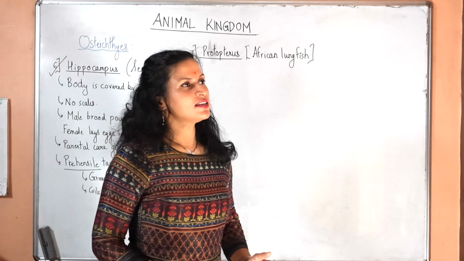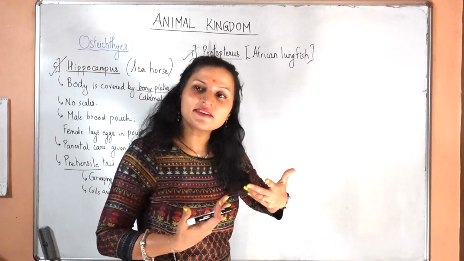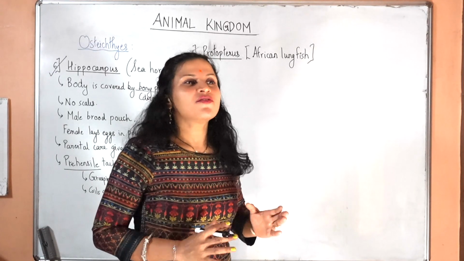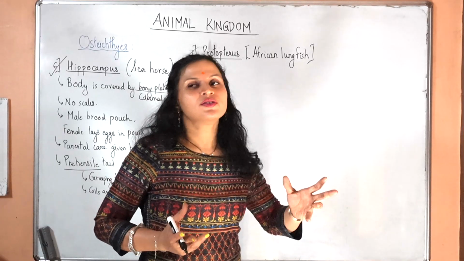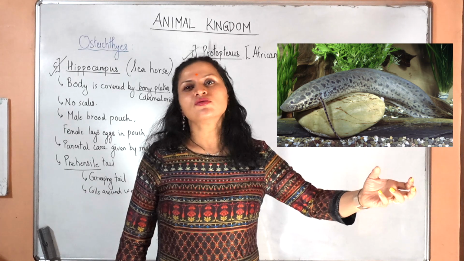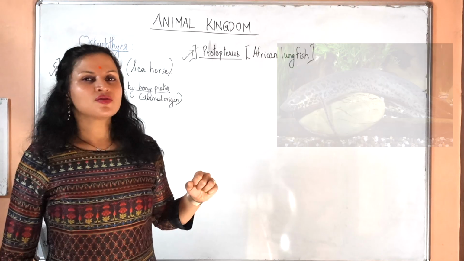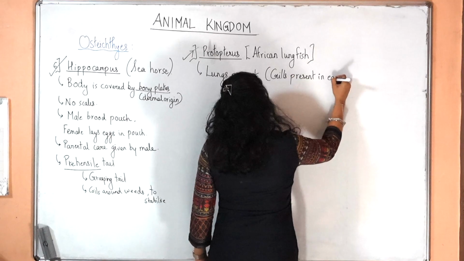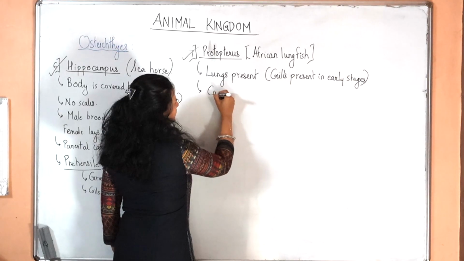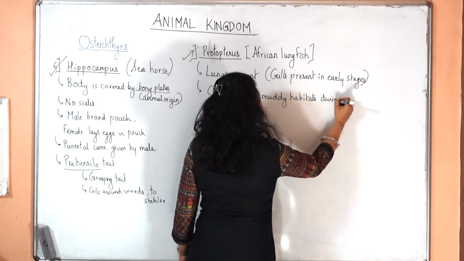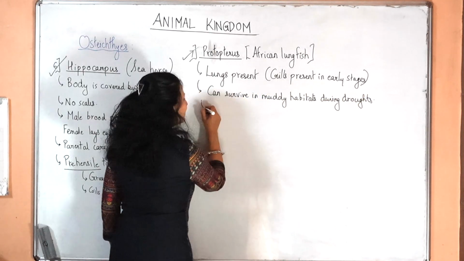In fact, it is said to be like a connecting link between the bony fishes and the amphibians. This is from where the fishes were able to come out of the water and develop a lifestyle of being able to live on land as well as in water. So these fishes have lungs present, gills present in early stages, can survive in muddy habitats during droughts, and they are also known to be cannibals.